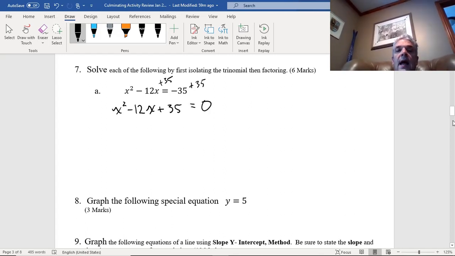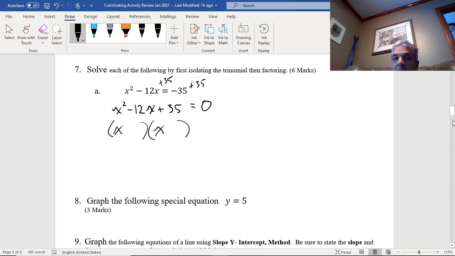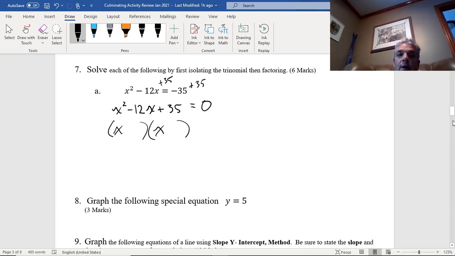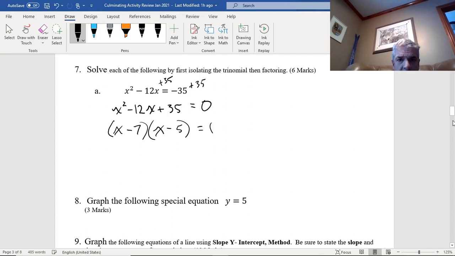And now I have a trinomial that I can factor. And remember, factoring is like this, so I'm going to go like this. And in this particular case, put my x's in, right? Factors of 35 that add to 12. Well, that's 7 and 5, and my signs are both negative because this is negative here, and that equals 0.